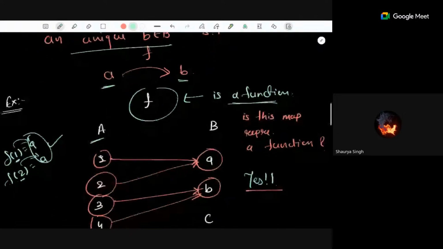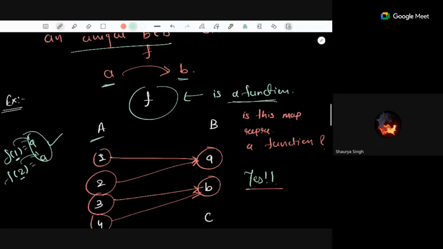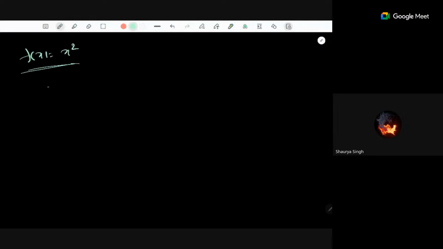Yes, it is possible that for two different inputs, we have the same output. For example, you can take f of x is equal to x squared. We know that this is a function, and here f of 1 is the same as f of minus 1, which is the same as 1. So it is possible that an element can work as output for more than one input. It won't harm the definition of a function.